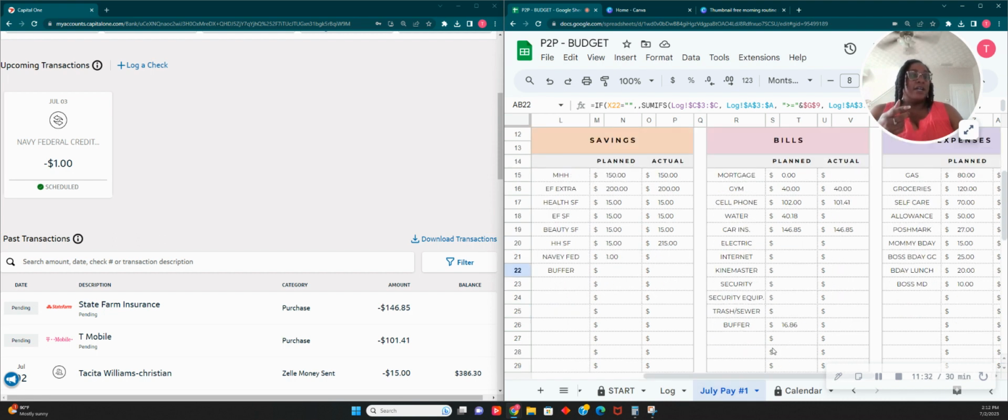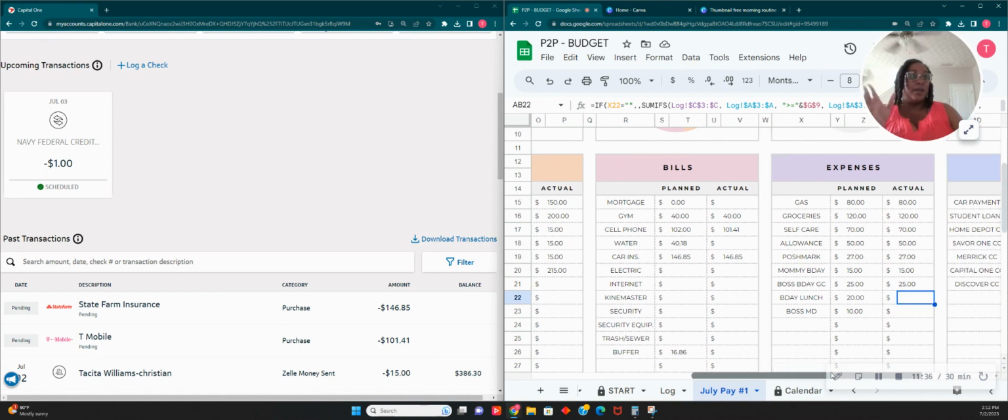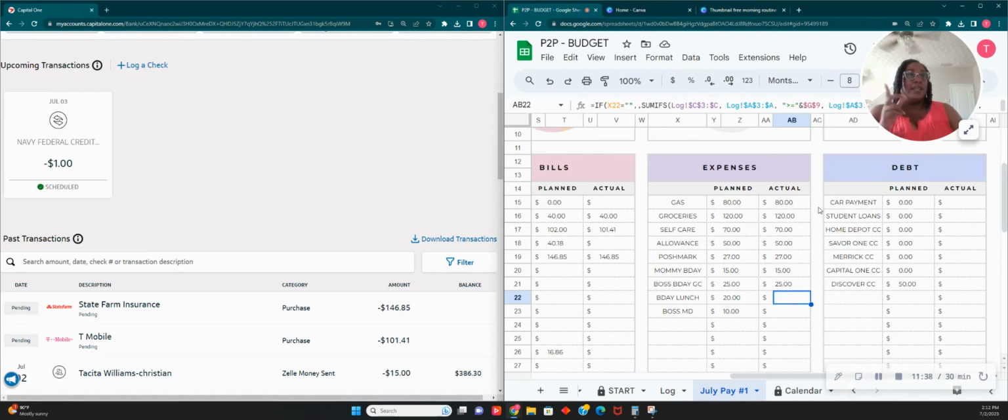I figured this out after the fact, but I'll show y'all what I did. And then all of the gas, groceries, all of that stuff, the parchment, everything filled in actual. I haven't done the birthday lunch yet, and I did buy the Mountain Dew, but it's on a different receipt, which I'm not sure how that's gonna work out, because that one's gonna confuse me.